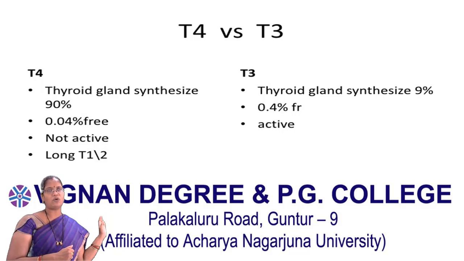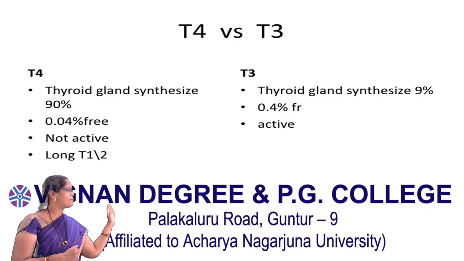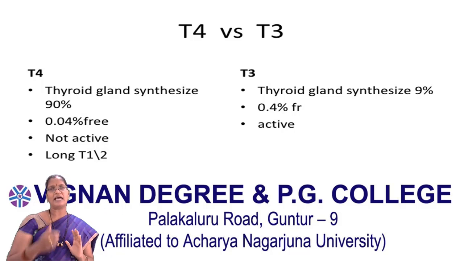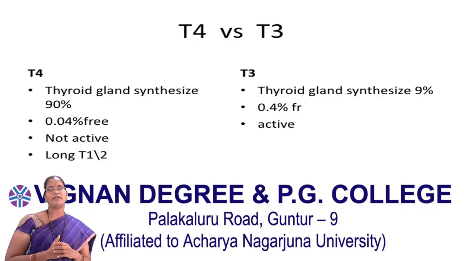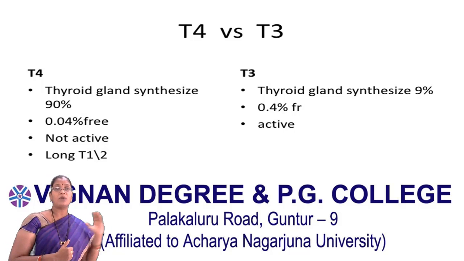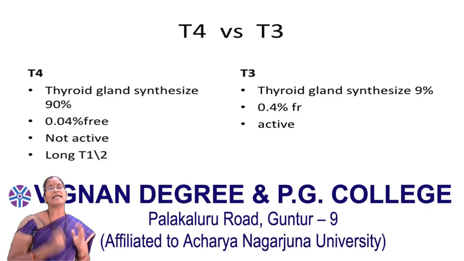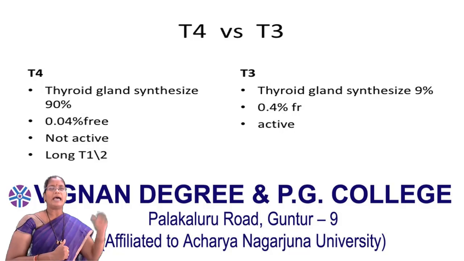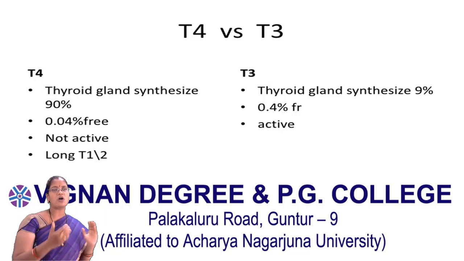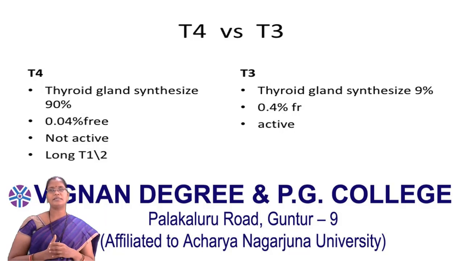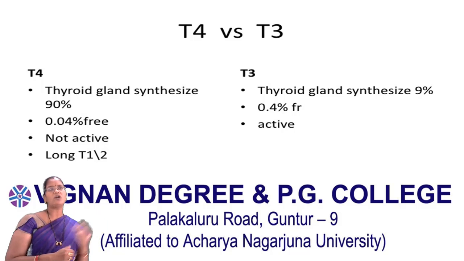Coming to the T4, 0.04% of T4 will be freely available. T3 is 0.4% only. And coming to the potency, T3 is the most active form. T4 will have a long half-life when compared to T3. T3 has a short half-life period. So these are the differences between the T3 and T4 hormones.